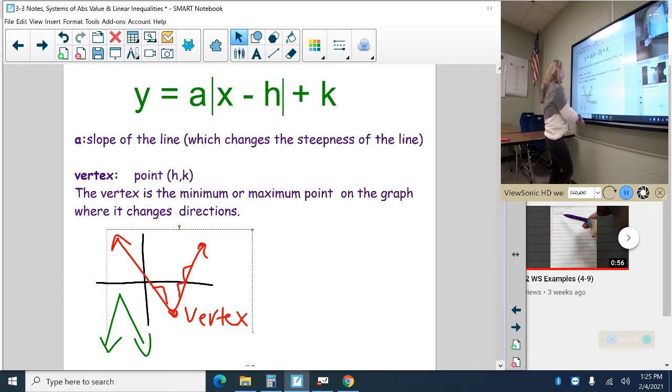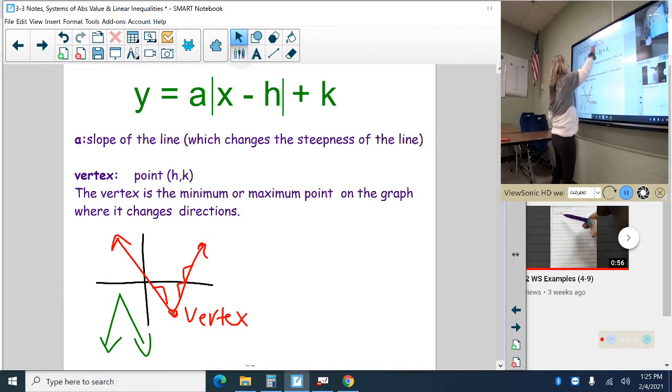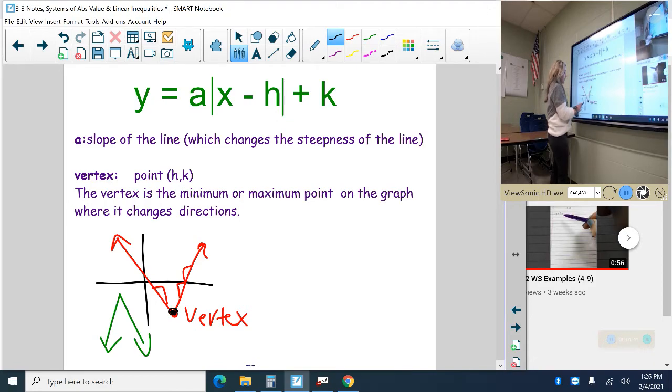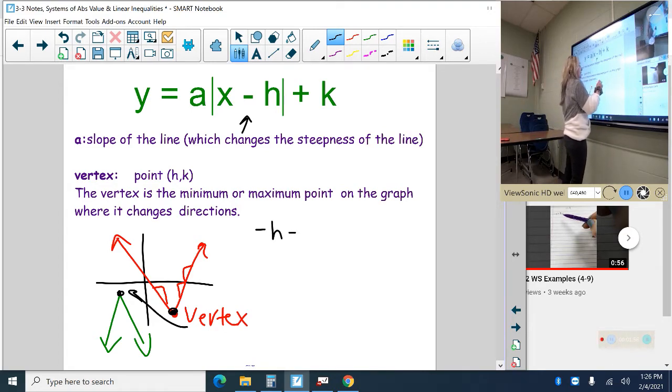If you look here, you can see that we have a minimum or a maximum point on our graph, okay? Those are the vertices, I guess, since there's two. So where it changes direction. And remember, just a reminder, H is always opposite, okay? When you have H, it's always opposite. So if it's a negative H, that means the vertex is actually positive H, okay, opposite. And we'll do some examples.